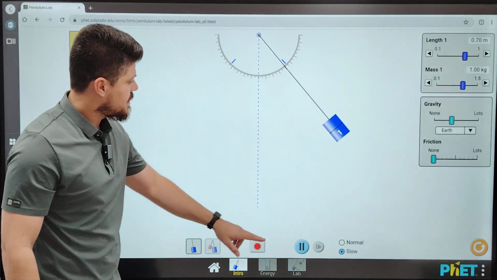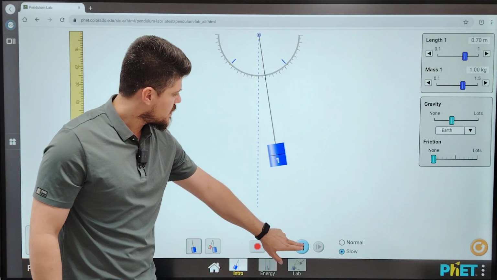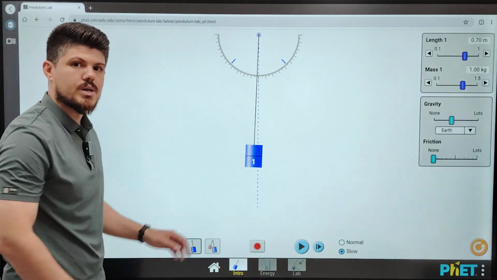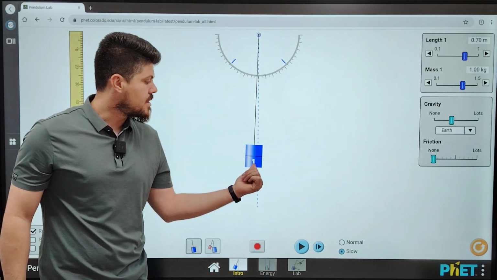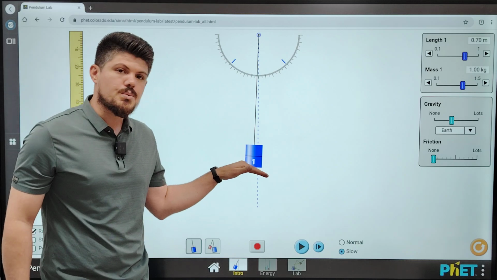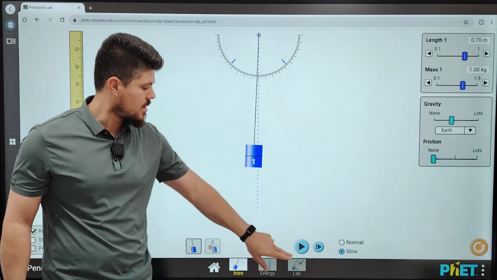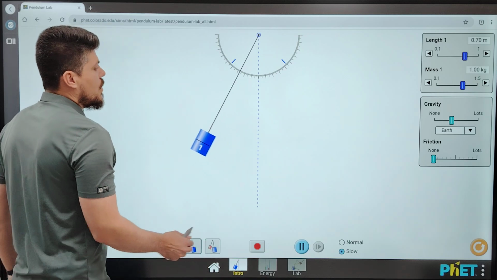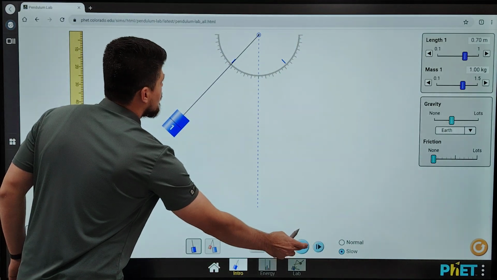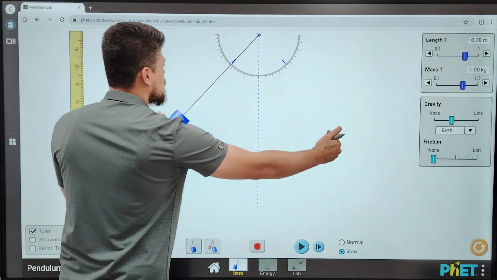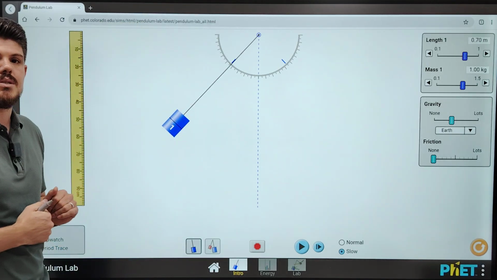And this point is the equilibrium position. Where is the equilibrium position? This point, the minimum or lowest point of the mass, is called the equilibrium position. And this is the maximum displacement from the other side. These two maximum displacements are the same, they have the same properties.